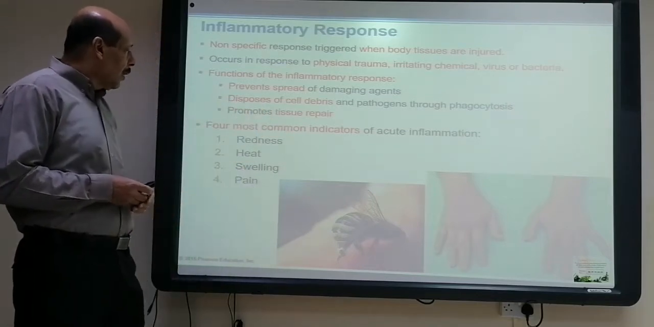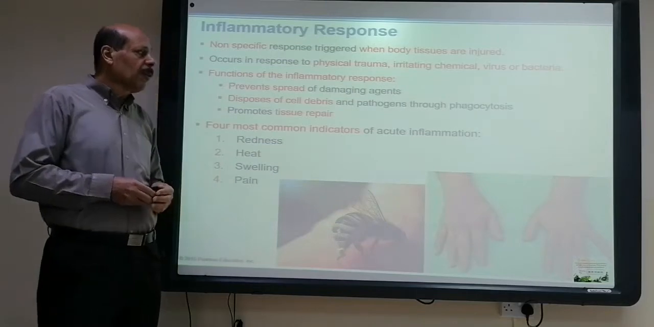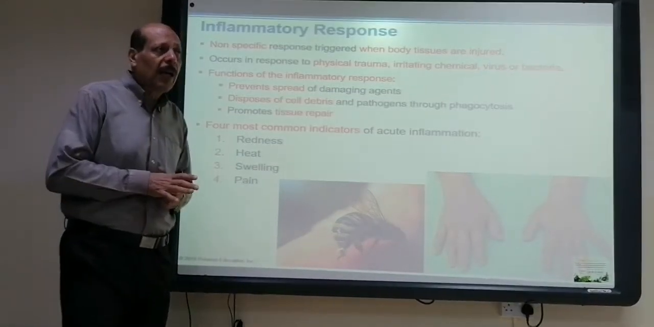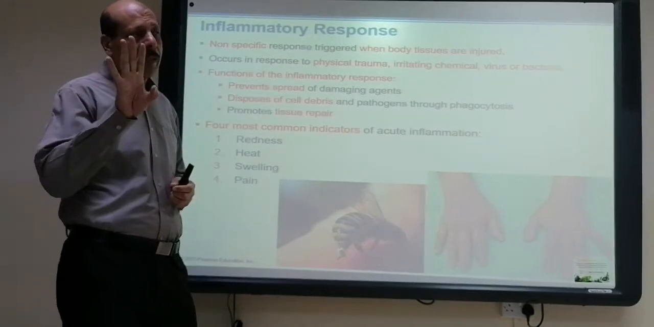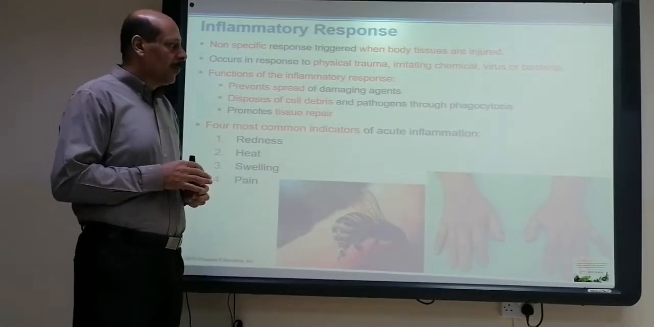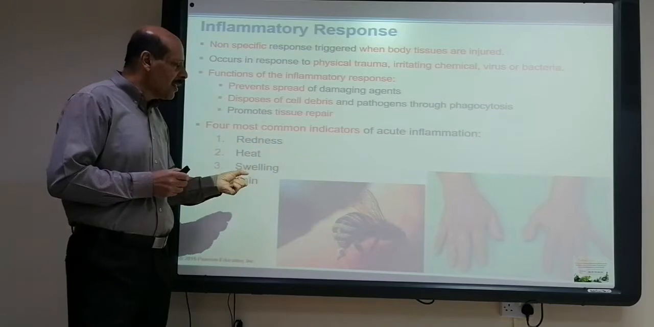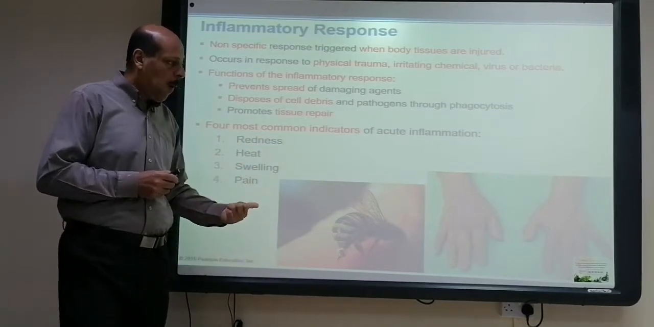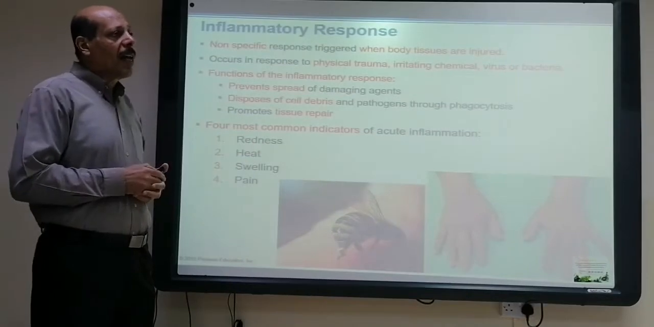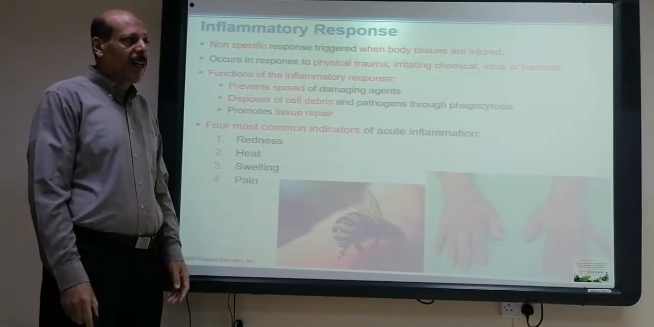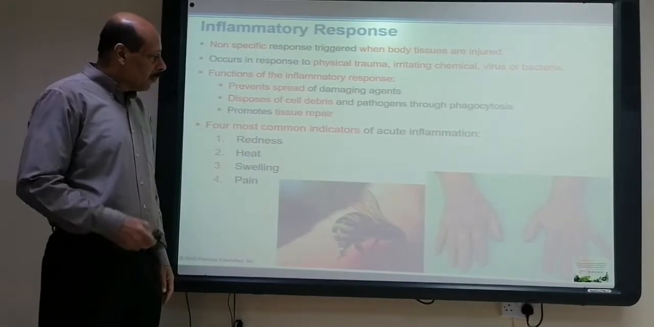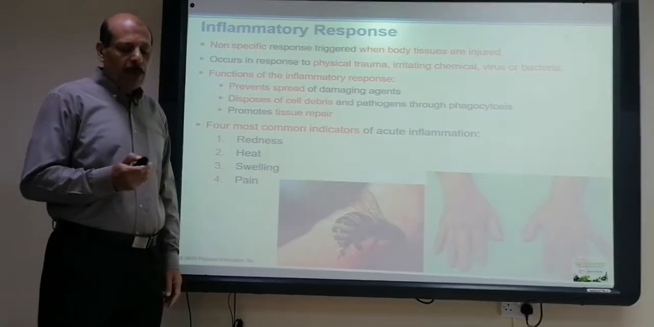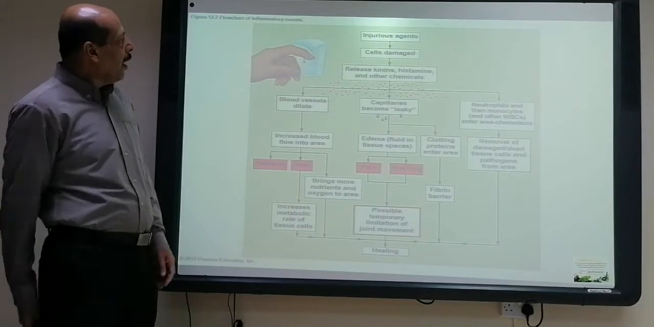So, the four most common indicators of acute inflammation. In any acute inflammation, there are four signs: redness, hotness, swelling, and pain. Those are the cardinal signs of inflammation. We will see why those signs happen.